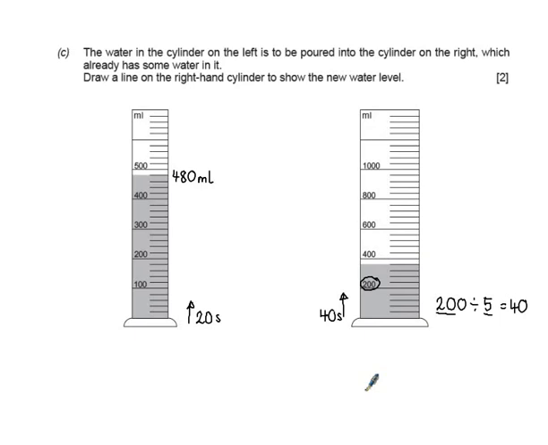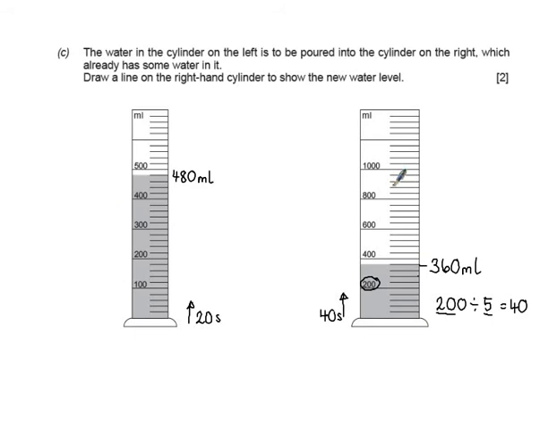Okay, so the level of water is already here. So we first of all need to work out what it's on. So remember, we're going up in 40s. So we've got 200, 240, 280, 320, 360. So this cylinder already has 360 millilitres of water in it. And we want to put another 480 on top of this.